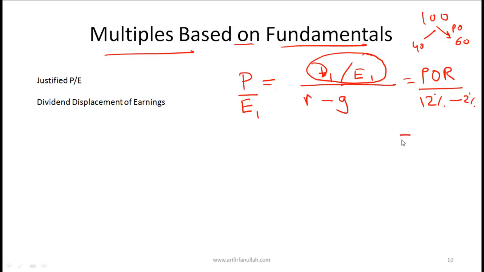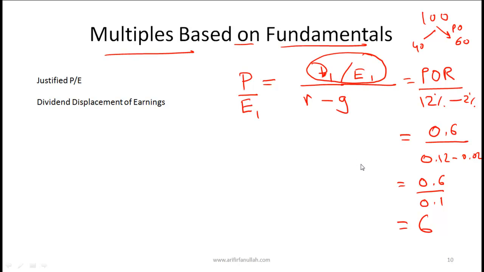So to do this example, let's say our payout ratio is 0.6, and our cost of equity is 12% minus 2% is our growth. So in the denominator we have 0.12 minus 0.02, so 0.6 over 0.1. So in this case the PE ratio is equal to 6, or the forward PE ratio is 6.